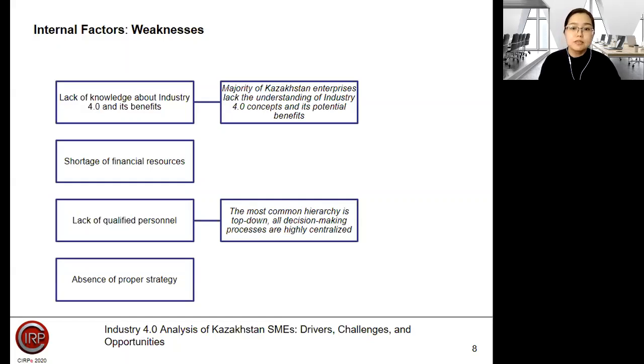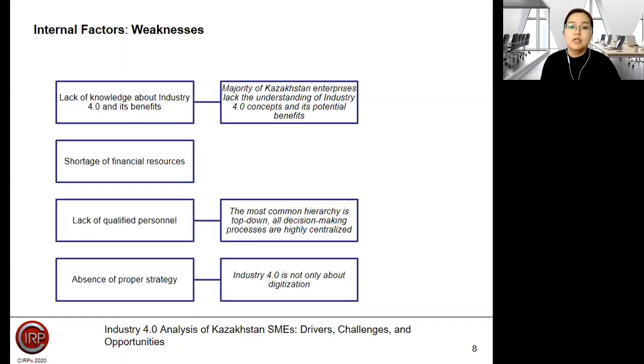Since Industry 4.0 is not only about digitalization and technologies, a lack of a well-developed strategy is also one of the major issues for SMEs. As we know, a thoroughly developed strategy and its stepwise implementation play a crucial role in the transformation of any process.